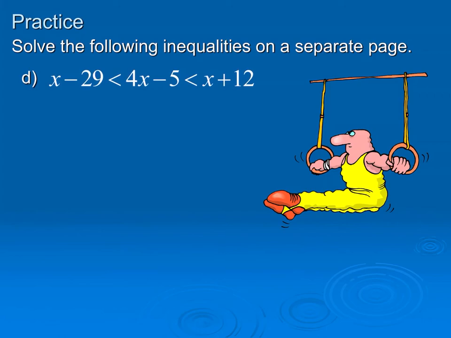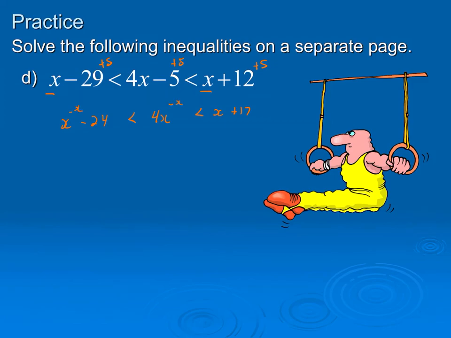Last one, I believe. Yes, here we go. A double inequality here, but I've got the same x value in both the left and the right-hand parts of it, so this one can be isolated. I like doing these ones like this because it really helps me to see what I'm up to. I'm trying to get rid of the -5 in the middle. I'm focusing on the middle; I want to isolate x in the middle. So I'm going to add 5 to all 3 sections, and I get x minus 24 is less than 4x is less than x plus 17.